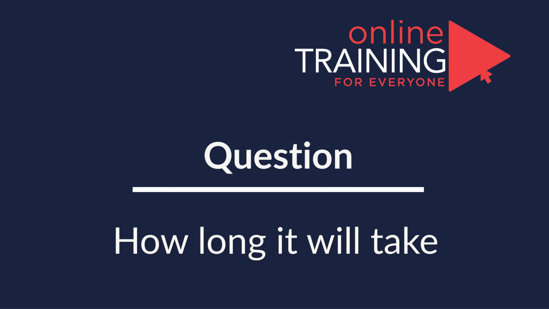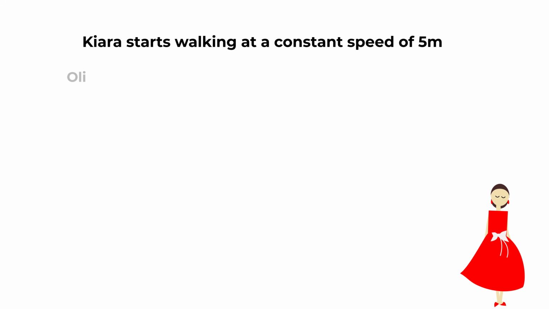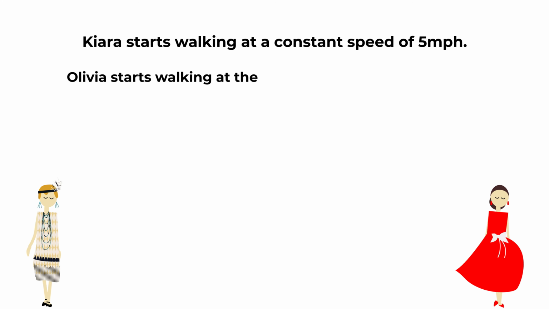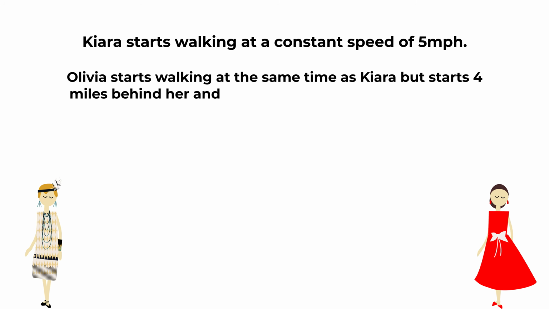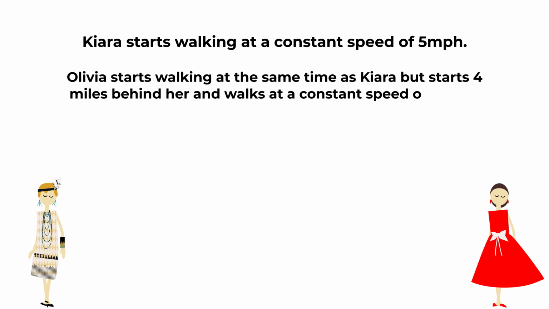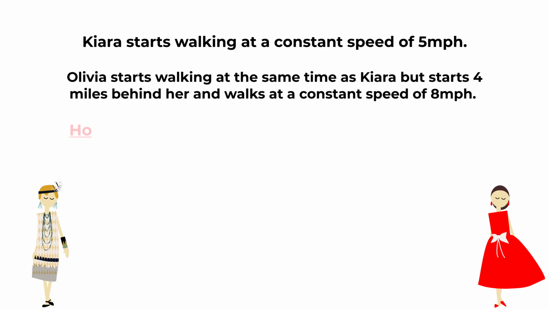Here's an interesting question we frequently see on the test. Kiara walks at a constant speed of 5 miles per hour. Olivia starts walking at the same time as Kiara, but starts 4 miles behind her and walks at a constant speed of 8 miles per hour. How long will it take for Olivia to catch up with Kiara?